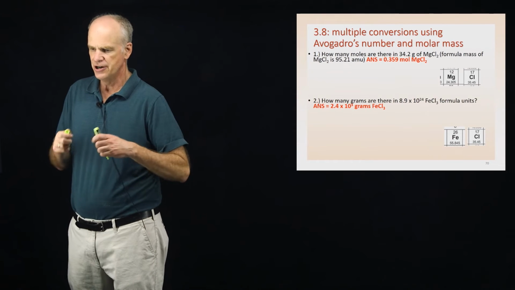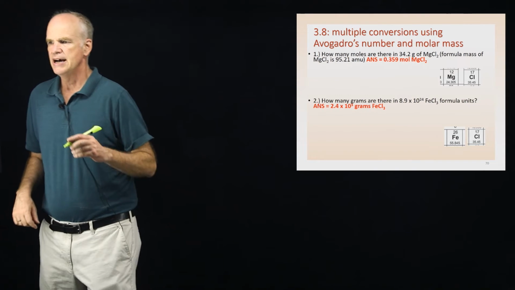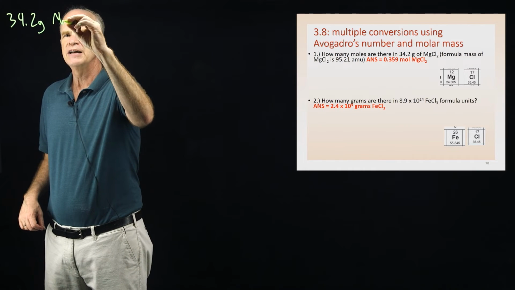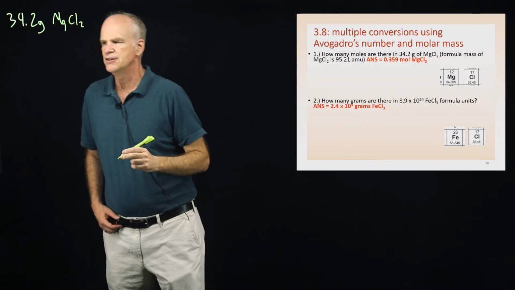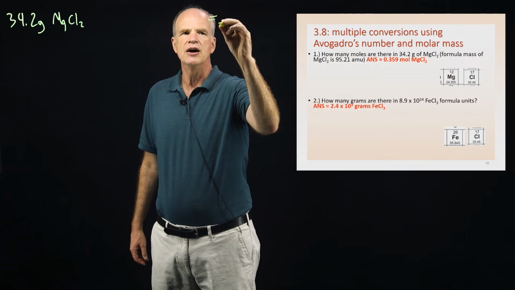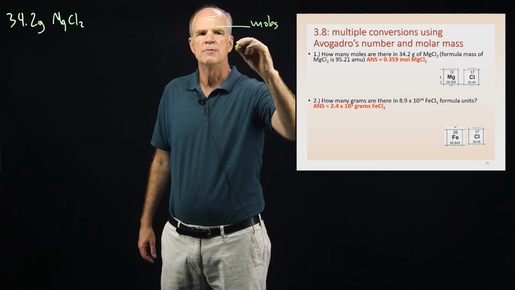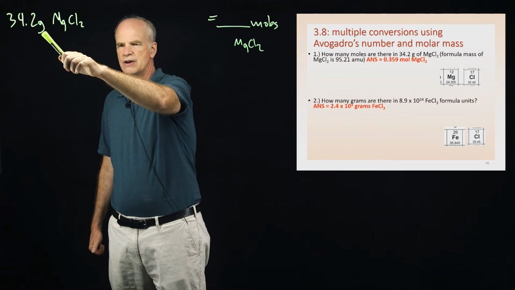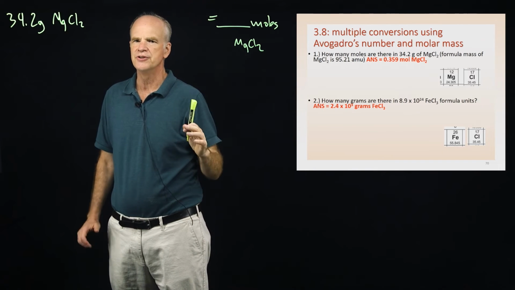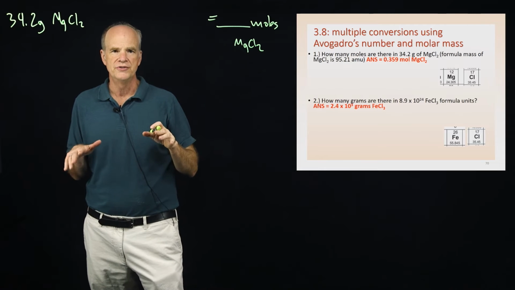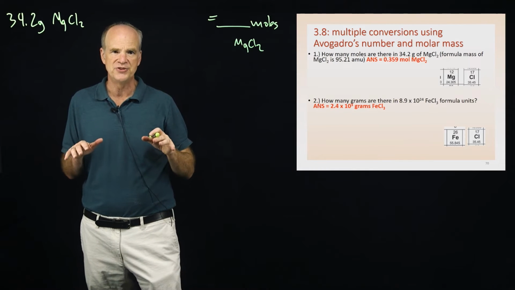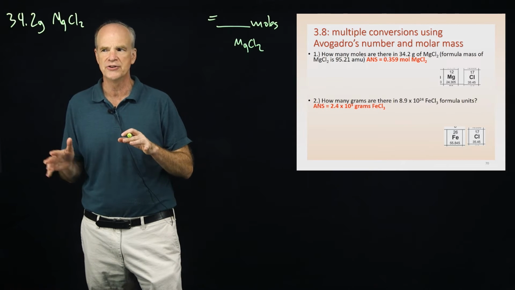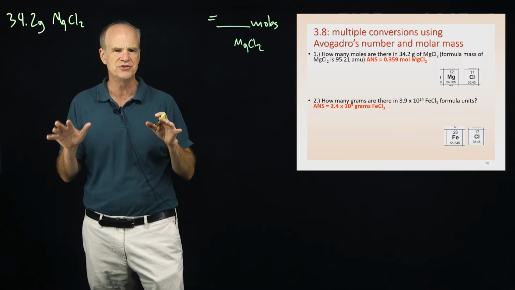So the problem is here, we have 34.2 grams of magnesium chloride. And what we're trying to find is how many moles of magnesium chloride that is. So you need to find a relationship between grams of magnesium chloride and moles of magnesium chloride. Here you really need to know the formula mass of magnesium chloride, because it's that number of grams that is found in 1 mole of magnesium chloride. I've listed it there as 95.21, but let me show you how I get that.